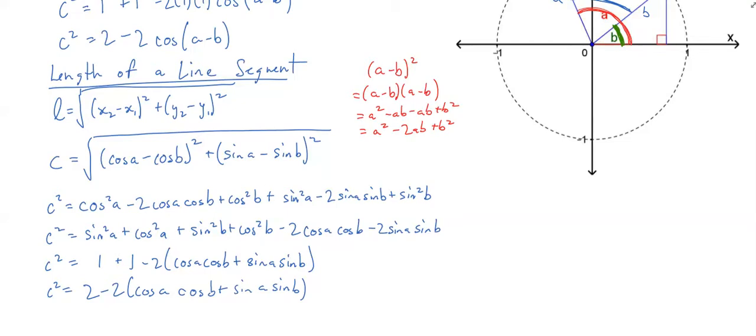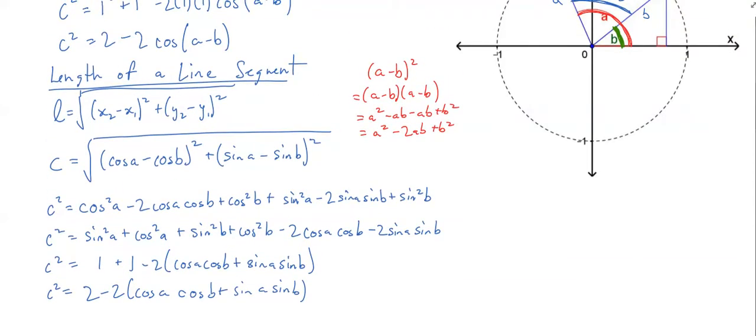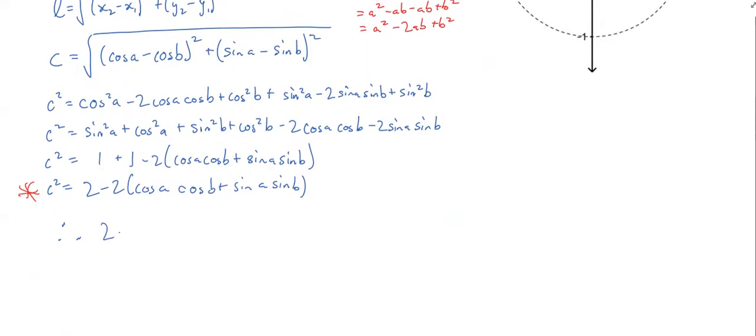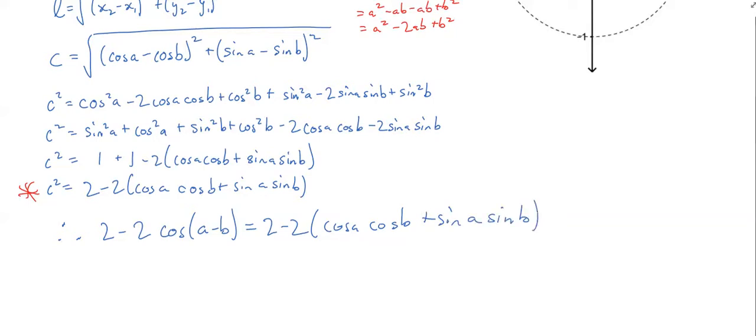They're equal to each other. We just talked about the same thing. If two things are equal to the same thing, then they are equal to each other, right? So I'm taking these two lines and I'm going therefore, and I've got 2 minus 2 cos of A minus B is equal to 2 minus 2 bracket cos A cos B plus sine A sine B. Now what?